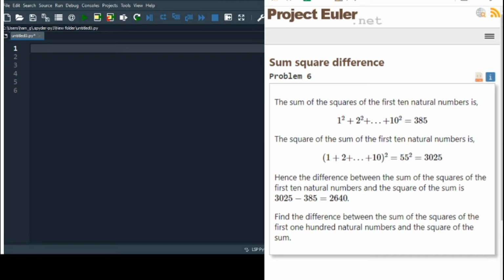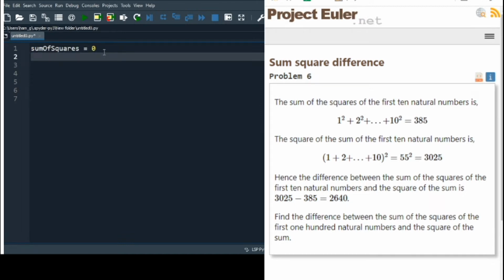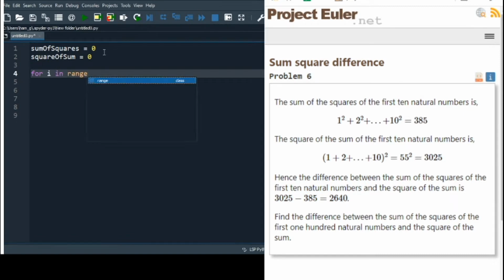So this is a pretty straightforward brute force solution, but there's a beautiful elegant solution which I will show you as well. So sum of squares, set that to 0. Square of sum, set that to 0. So for i in range, we're going from 1 up to 100, which means in Python we have to put 101 because Python's weird.